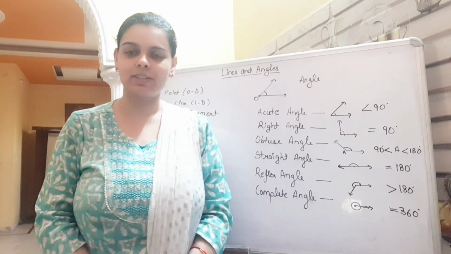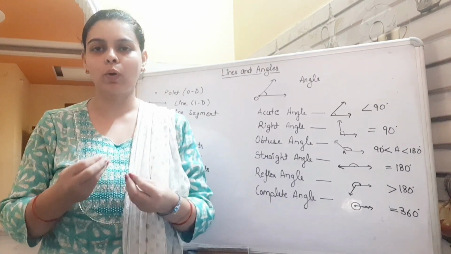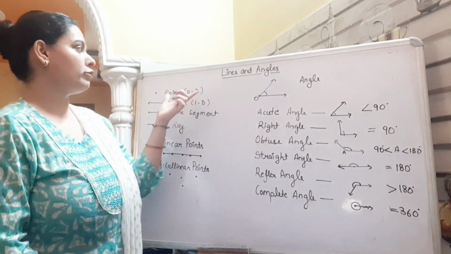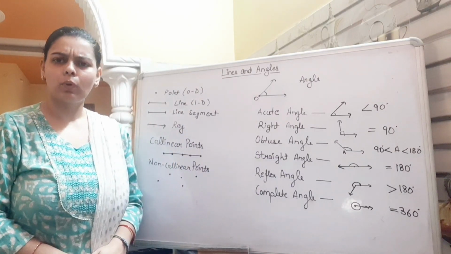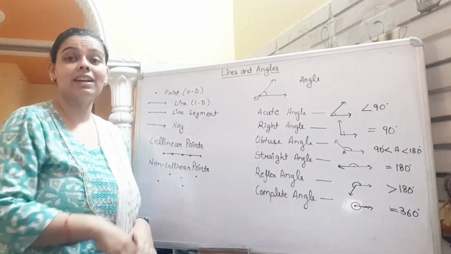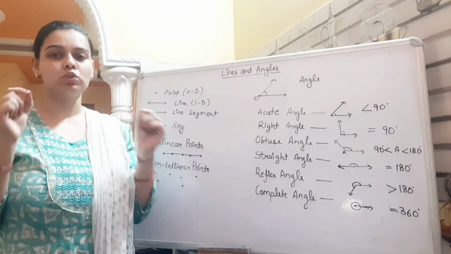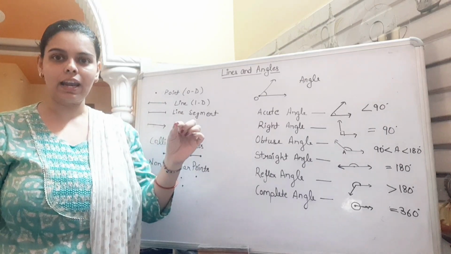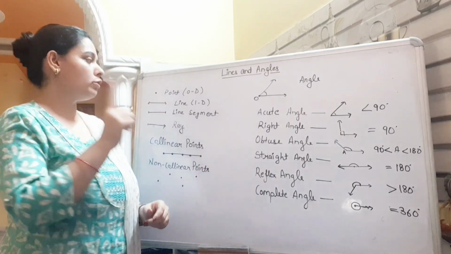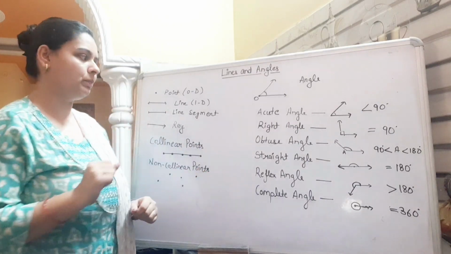So let's start. Before starting lines and angles, I want to tell you some important definitions and points about the chapter. First thing is the point. If I put a dot over here, that is a point, which has no dimension, that is zero dimensions. Now, if I join two points, it will form a line. That is a line, which is one dimension. A line can be extended infinitely on both sides.